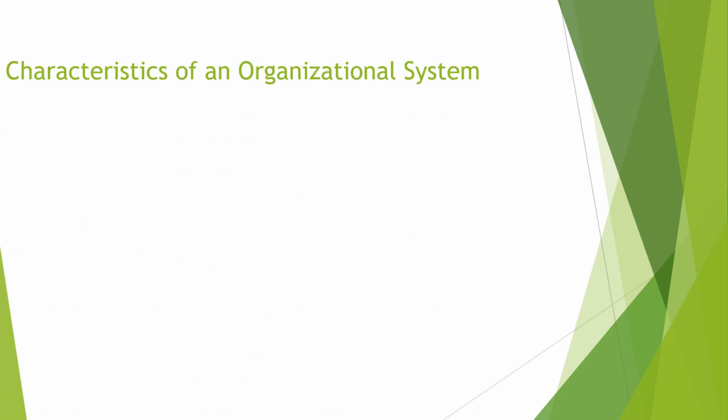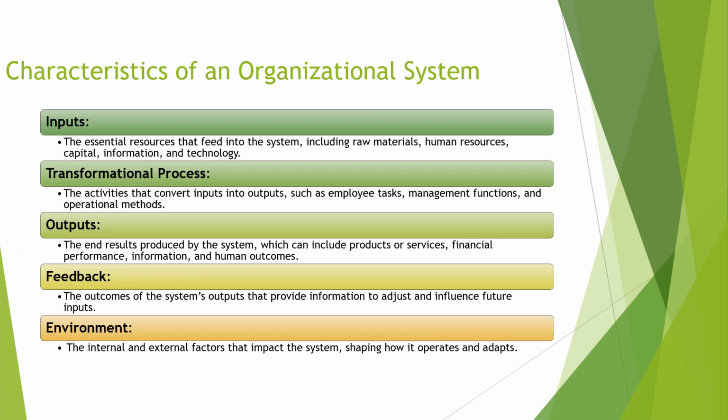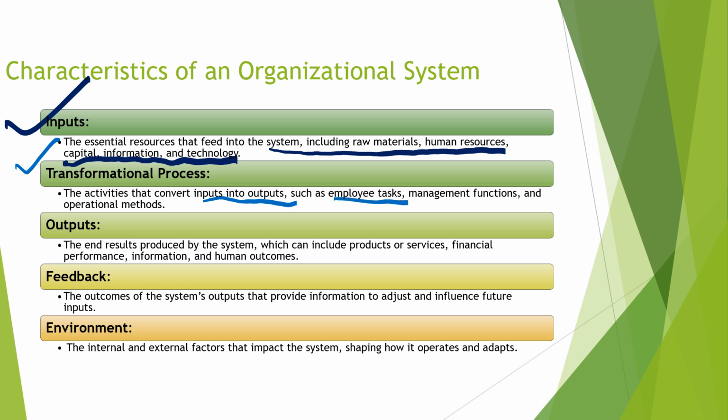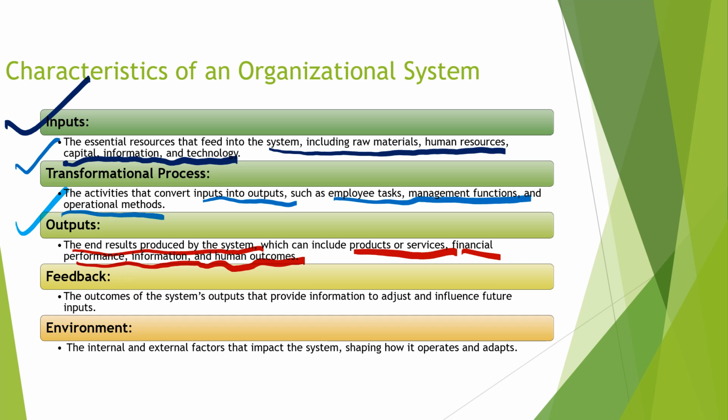They operate largely in isolation from external forces. Now let's talk about the characteristics of an organization system. We'll begin with inputs, for example, the essential resources that feed into the system, including raw materials, human resources, capital, information and technology. Number 2, transformation process. The activity that converts input into output, such as employee tasks, managerial functions and also operational methods. Number 3, outputs. For example, the end results produced by the system, which can include products or services, financial performance, information, human outcomes and also satisfaction.